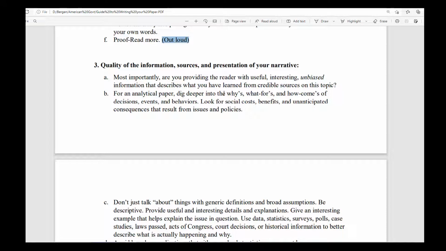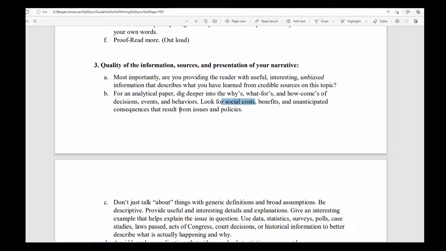Okay, we know it's a problem because that's why you're selecting that topic. So what you want to do is dig deeper. Why is it a problem? What's going on? What for? How come? What are some of the decisions that have been made? What are some of the events that describe why it's a problem? What are human behaviors that contribute to this problem? You're looking for things like social costs, benefits, or even unanticipated consequences from these behaviors or from policies that are passed that people then work around, and it creates yet still more social costs.